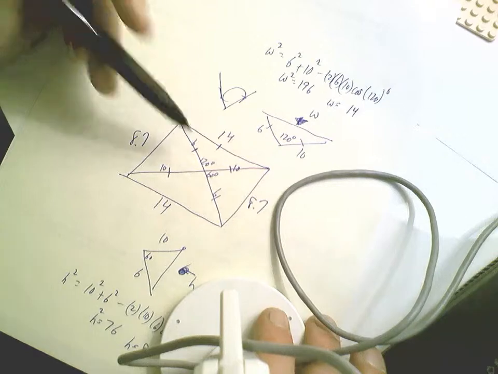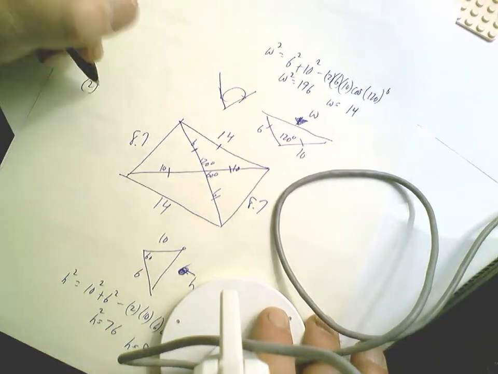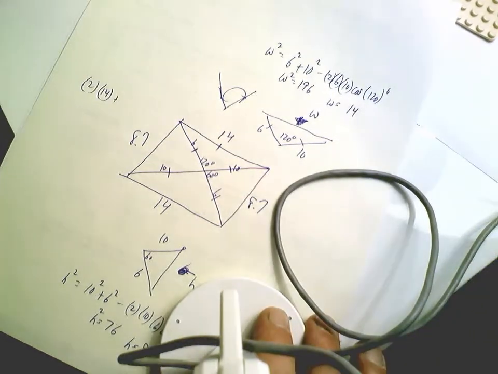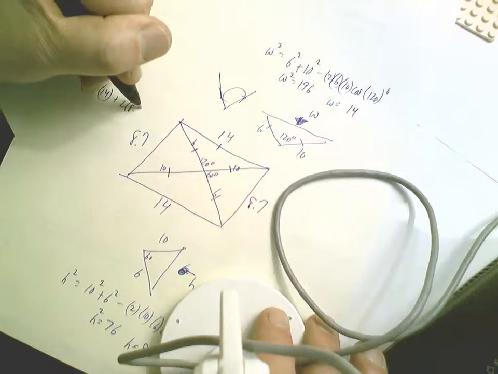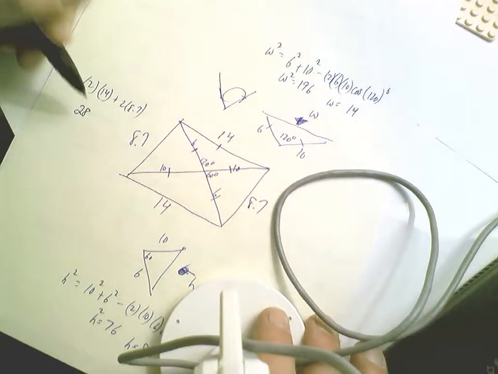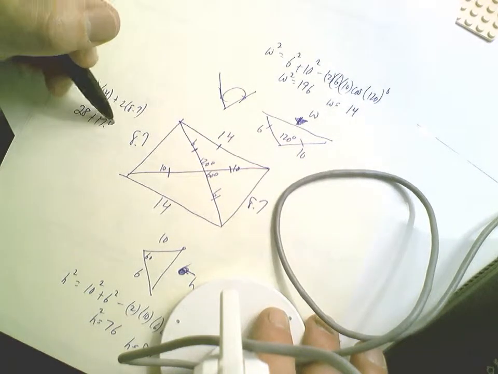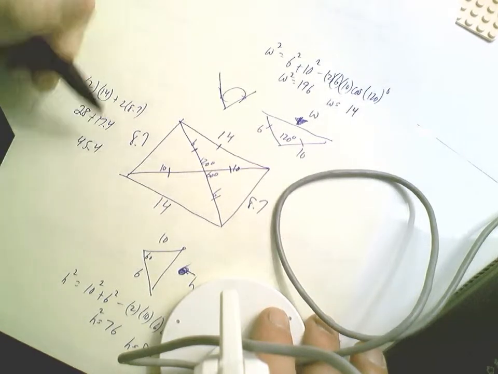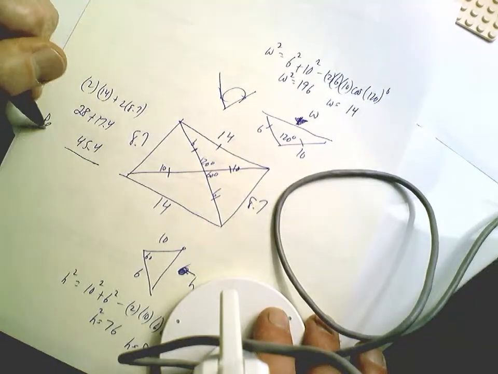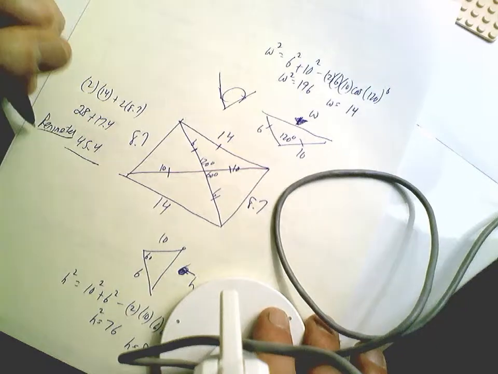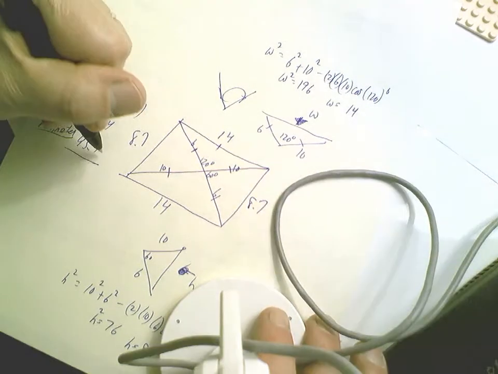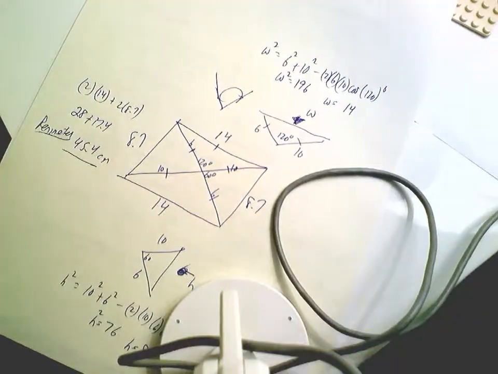What's my perimeter? 2 times 14 plus 2 times 8.7. 28 plus 17.4. 45.4 is my perimeter. I can go with centimeters just so I have a unit. And that's the process. So there you have the law of cosines, a very powerful, very helpful tool.